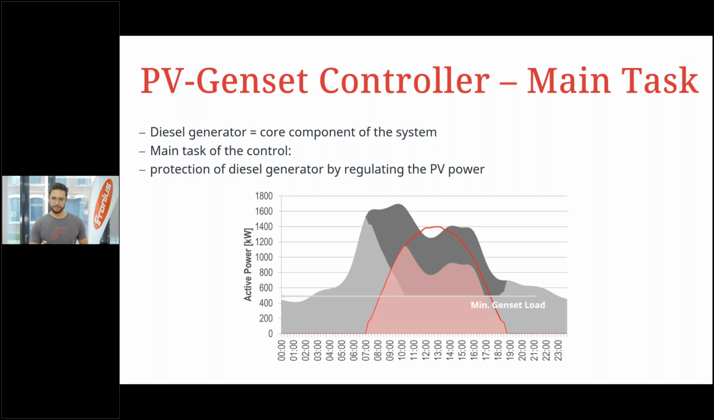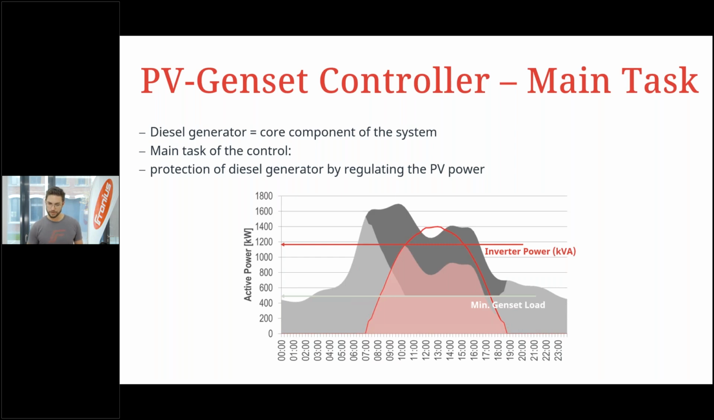I think I have a few animations in here. Okay, we see it here. So we have something called a minimum genset load. This is the gray bar at the bottom. We don't want to go below that and there is always a certain amount of power coming from the diesel generator because of that, the bad efficiency that comes from it otherwise.